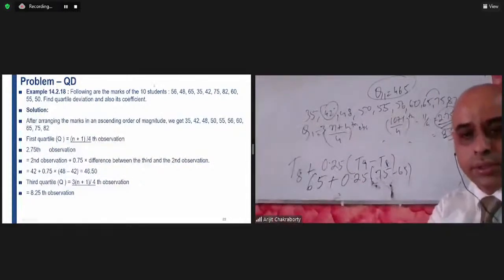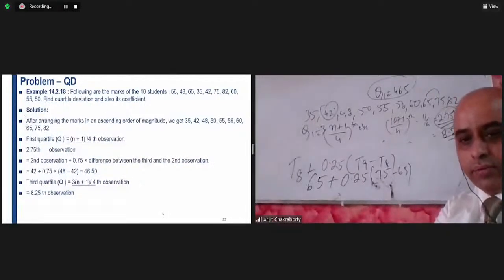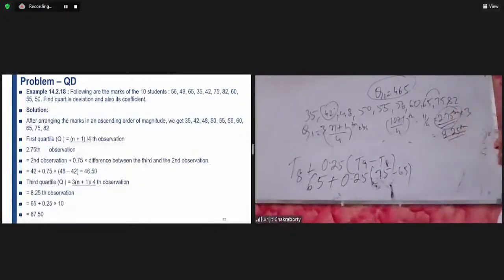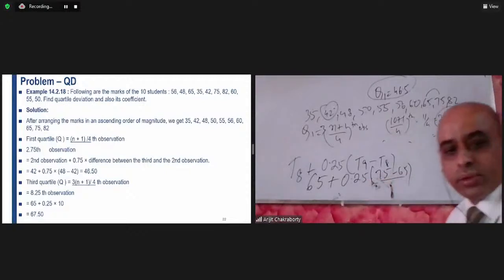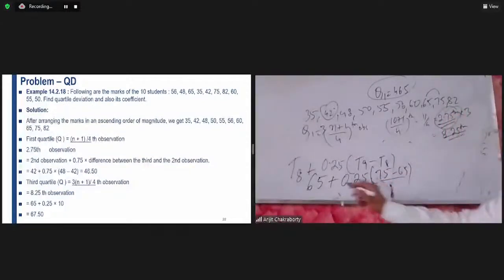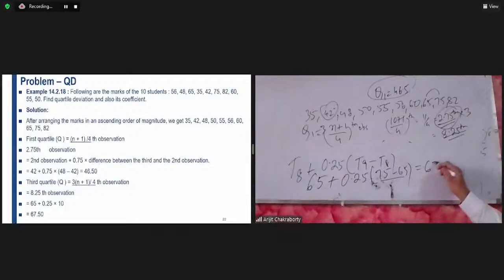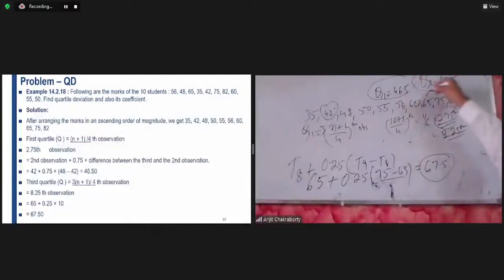Okay. So if this is the way we solve it, let us just go into the calculation and check. So 65 plus 0.25 into 75 minus 65, that is 10. 0.25 into 10 is 2.5. So therefore, 65 and 2.5, that gives you 67.5. So I'm writing Q3 is 67.5.